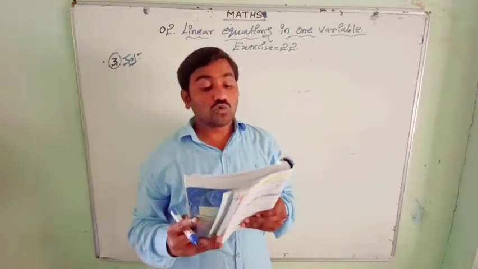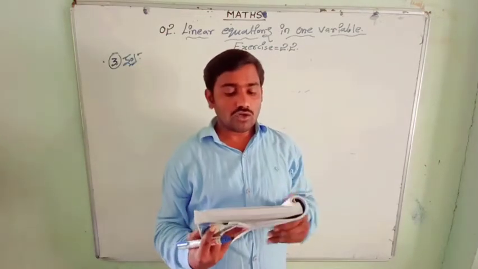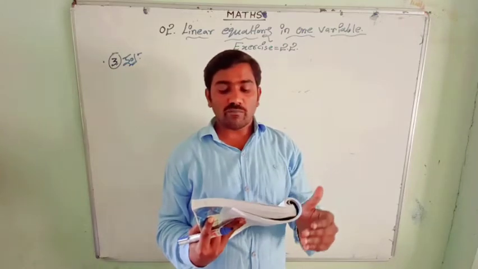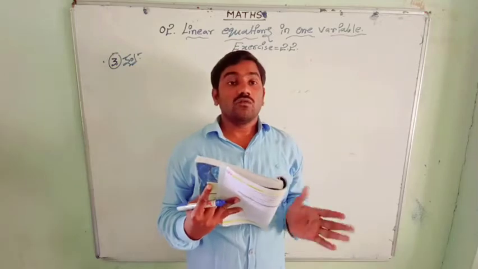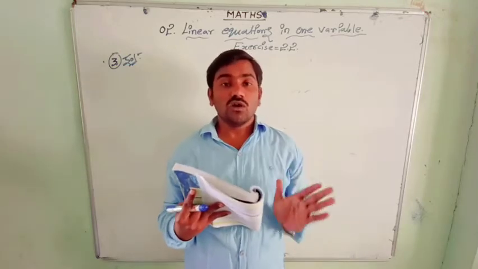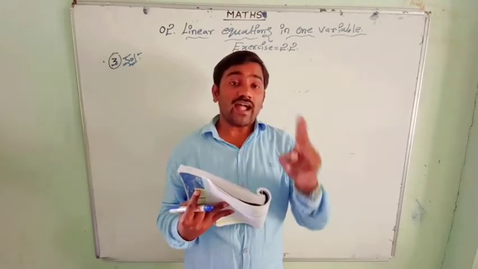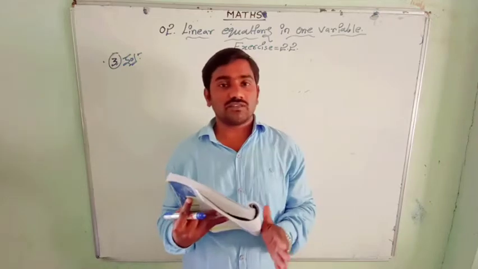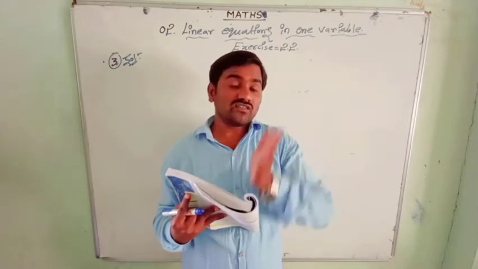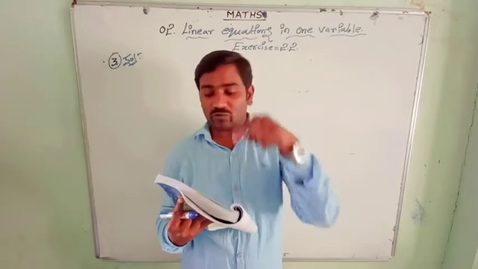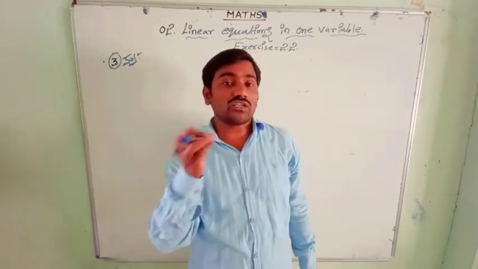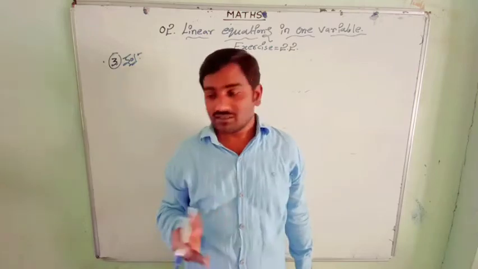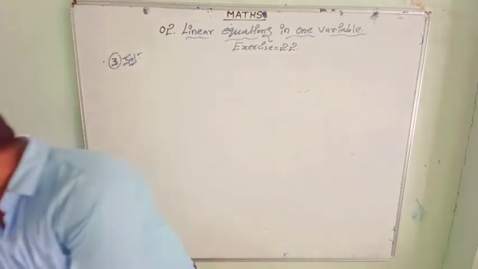Then the third problem. What are those two numbers whose sum is 58 and the difference is 28? If you add the two numbers, you have to get 58, and if you find the difference of the two numbers, we have to get 28. The sum should be 58 and the difference should be 28. What are the two numbers? That is what we need to find out here.